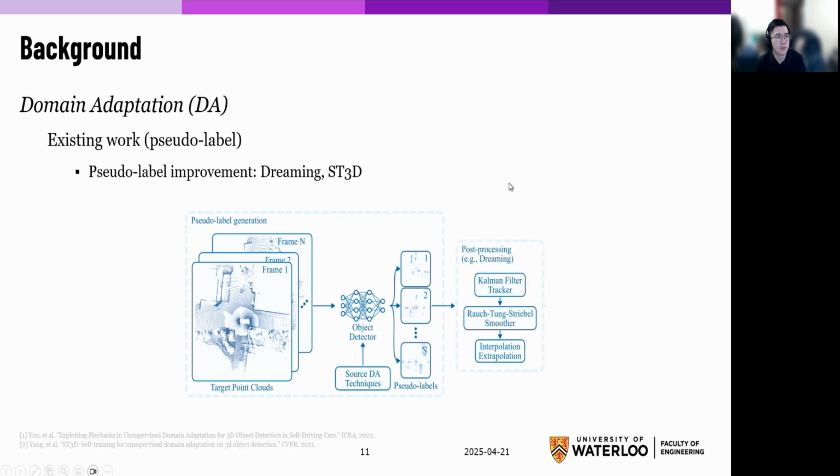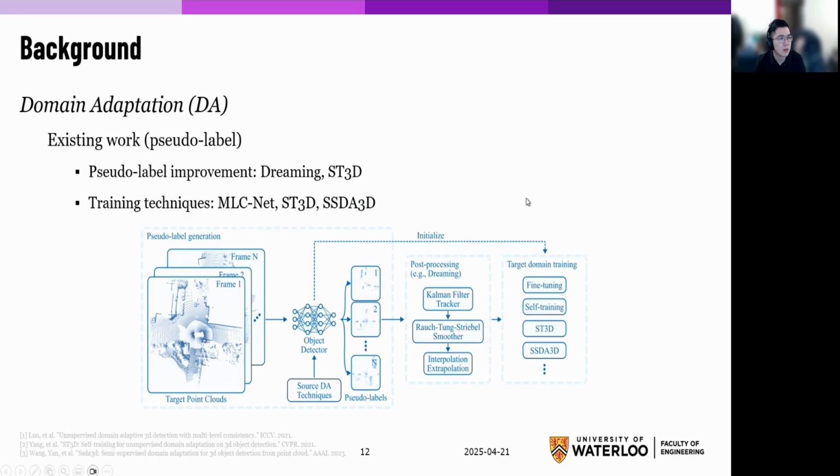And several works aim at improving the pseudo-label quality, such as streaming or ST3D, which involves some post-processing technique, such as filtering, smoothing the trajectory, interpolation, extrapolation. And for ST3D, some certain voting and memory mechanism can be introduced to improve the consistency of the pseudo-labels. Another line of research involves developing training technique to improve the performance when we utilize the pseudo-labels during training. Some state-of-the-art includes ST3D and SSTA3D.